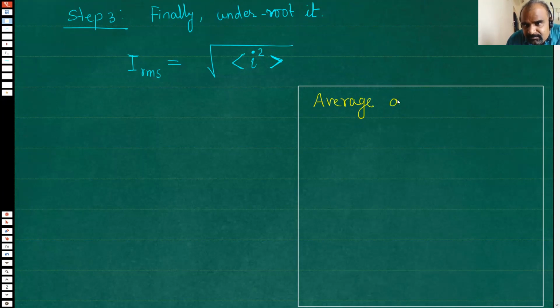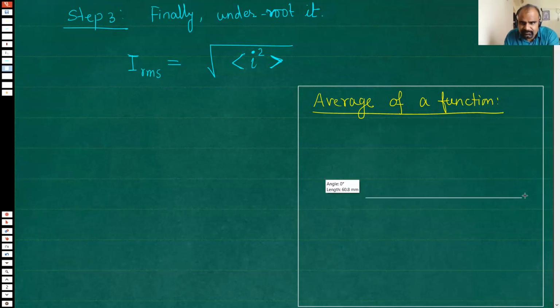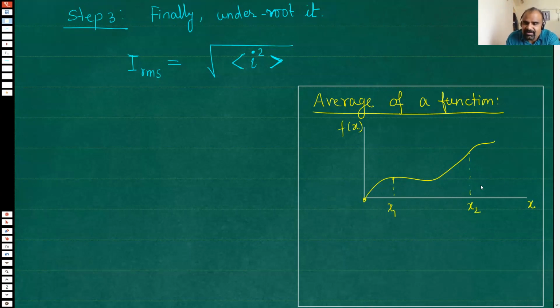Average of a function. Okay, so suppose this is your x-axis, this is your y-axis, and suppose a function looks like this. This is the graph of f of x versus x. Now I want to find the average of this function between this point and this point. This point is suppose x equal to x1 and this point is x equal to x2. I want to find average of this function.